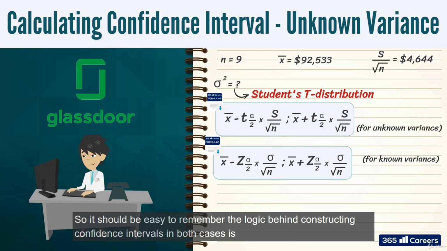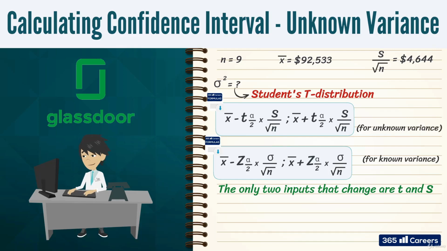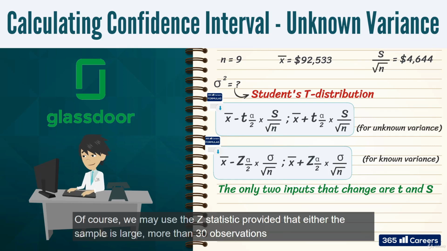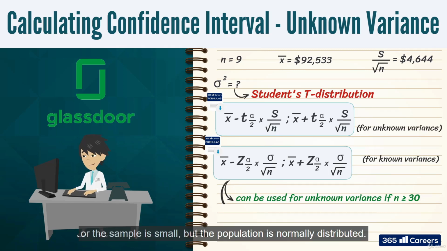The logic behind constructing confidence intervals in both cases is the same. The only 2 inputs that change are the statistic at hand and the standard deviation. When the population variance is known, the sample standard deviation goes with the z-statistic. When the population variance is unknown, the sample standard deviation goes with the t-statistic. Of course, we may use the z-statistic provided that either the sample is large, more than 30 observations, or the sample is small, but the population is normally distributed.